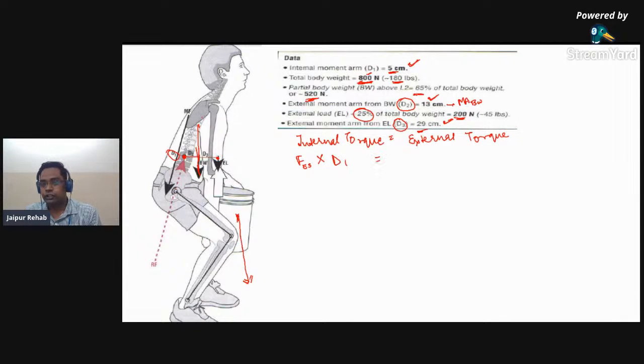Now we have two external moments, so I'll take the one with the body weight first. Force body weight multiplied by your d2, that was the moment arm because of the body weight, plus the force external load multiplied by d3, that is the moment arm because of the external load. Now I don't have this value. So force erector spinae multiplied by 5 centimeters, that will be followed by force body weight.